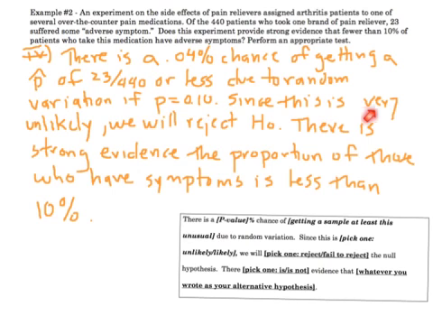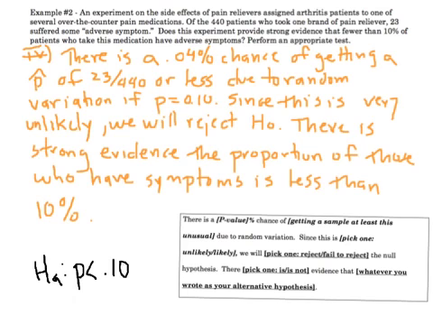Now we pick the first thing in each. Since this is very unlikely, that's the first thing I wrote down here, we will reject the null hypothesis. There is strong evidence, I said strong evidence here because it was so unlikely, but we picked the "is" there, that the proportion of those who have symptoms is less than 10%. That's what we wrote as our alternative hypothesis. Remember, our alternative hypothesis was p is less than 0.1.